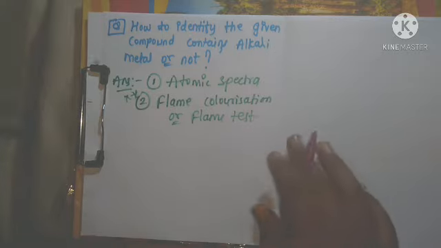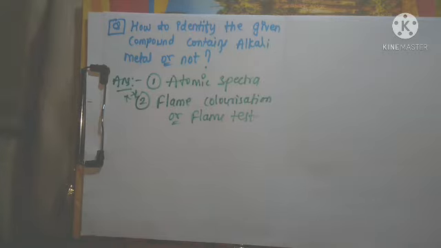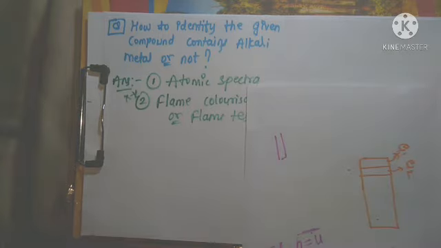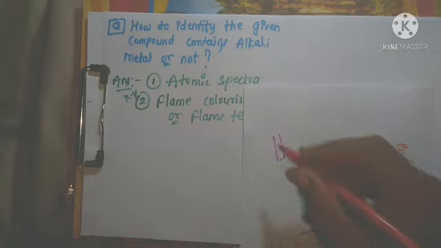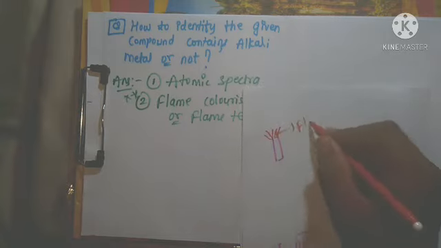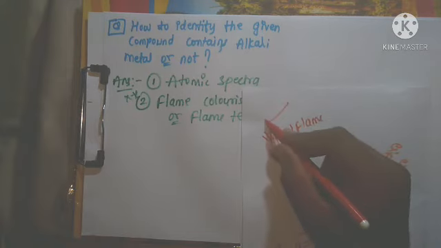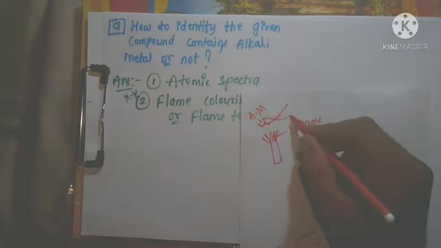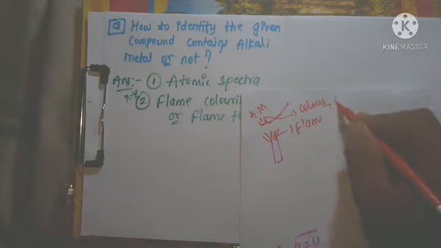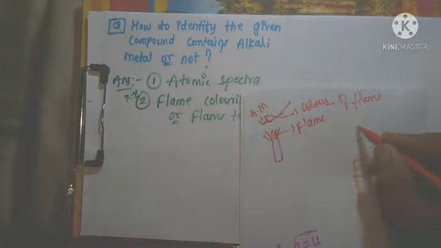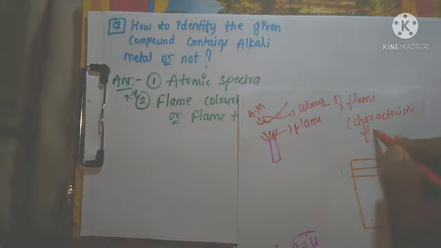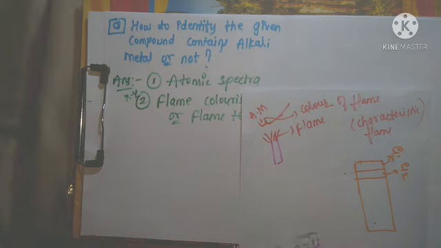For this I am taking rough paper. Here there is a flame, under the burner. On the flame, if you hold some alkali metal, then the color of the flame changes. It will give a particular characteristic flame color. Then we can say that the given compound contains an alkali metal.